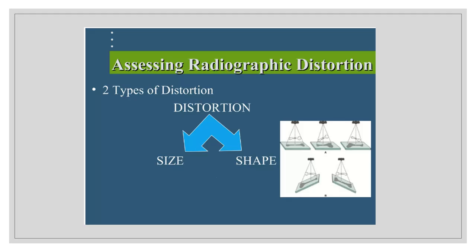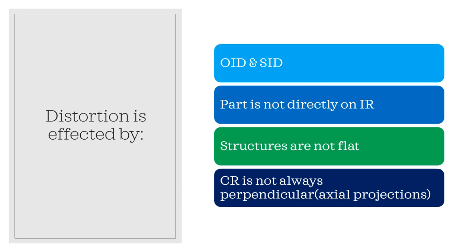Assessing radiographic distortion. Radiographic misrepresentation of either the size or shape of the anatomic part is called distortion. You have two types of distortion, size and shape. Distortion is affected by OID and SID. OID, the less the better. SID, the further away, the less distortion.